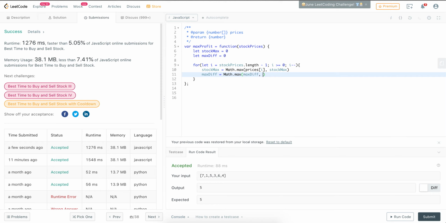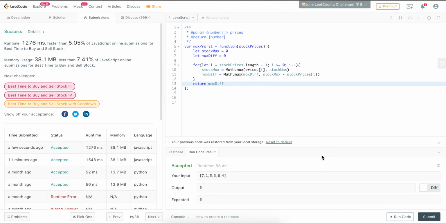I really can't type today. And stock prices of I minus, oh, actually, I think I got that backwards. Sorry. Here we go. It's max diff, and then stock max, here we go, minus stock prices of I. Perfect. And then we're going to go ahead and return max diff.